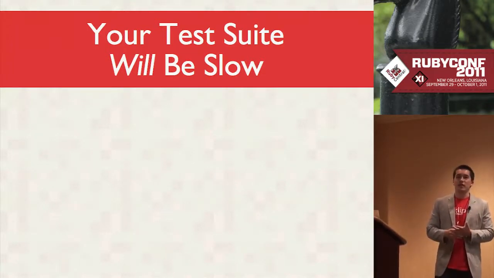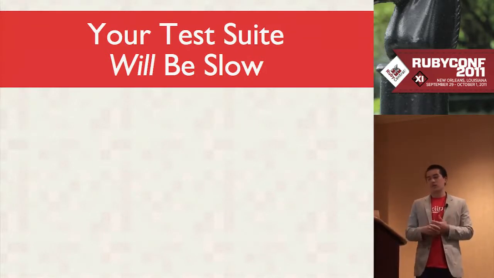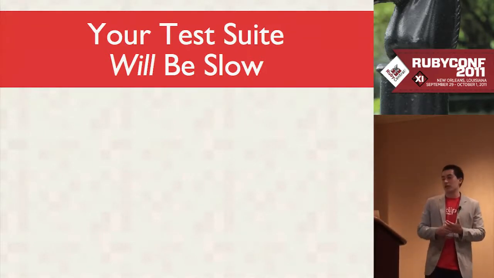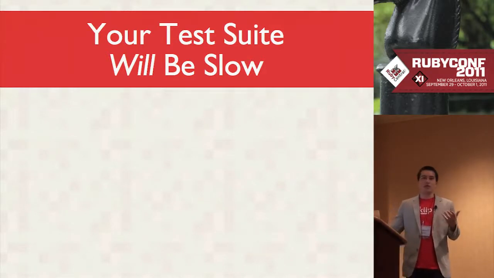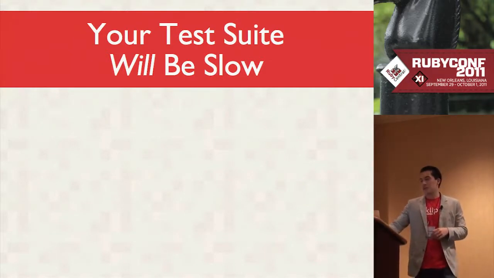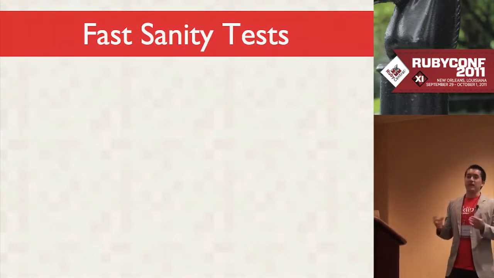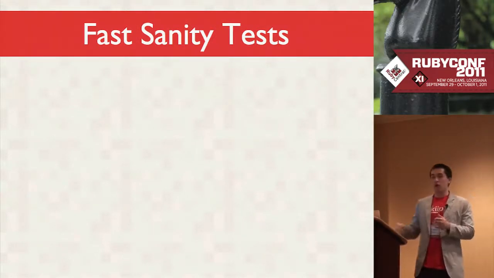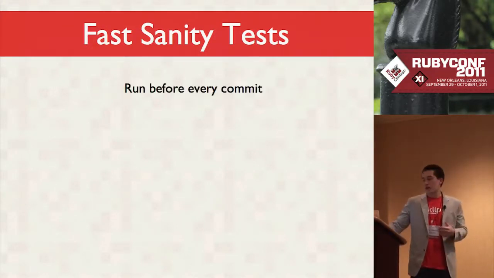You're going to have integration tests. Those are always going to be slow. You're going to get thousands of unit tests. Those are going to become slow. So you can't be expected to run every test before every commit. So something that I've been doing in practice and at work is establishing a subset of my tests as fast sanity tests. These are tests that are run before every commit.